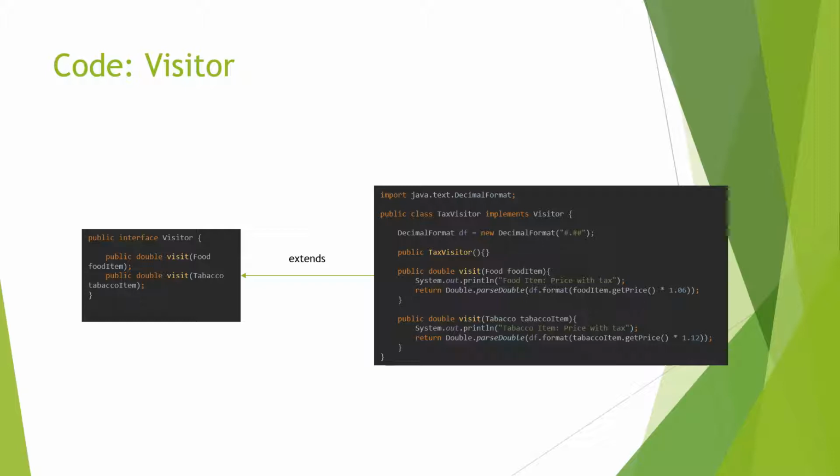In our concrete visitor, we have our visit function, which is implemented and overridden from the interface. In this case, it just says what type of tax we're talking about, or what the price of the item is with tax, and then it displays the actual price with tax. So in this case, if it's a food item, we multiply the value of the item times 1.06 for 6% tax and display that. For tobacco, we say that a tobacco item has the tax of 12%, so we return the price times 1.12 and display that.